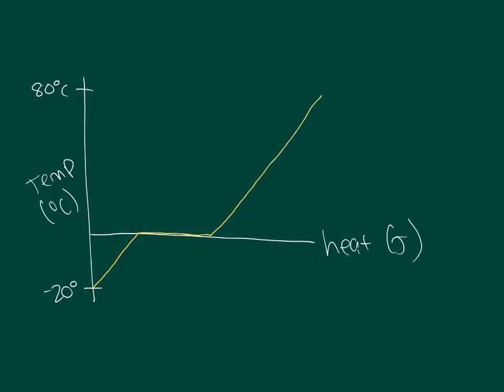So we can split this graph up into 3 different portions, which I'm going to do right now, with these straight lines. Portions 1, 2, and 3. Portion 1 corresponds to the ice heating up from minus 20 to 0. Portion 2 corresponds to the phase change. And portion 3 corresponds to water heating up from 0 to 80 degrees Celsius.